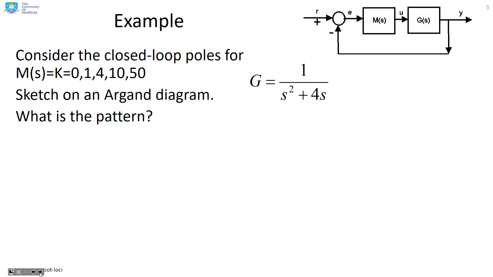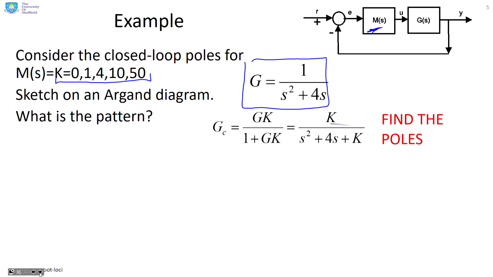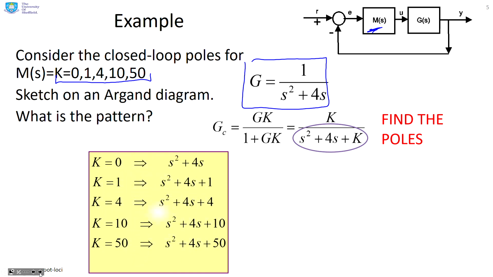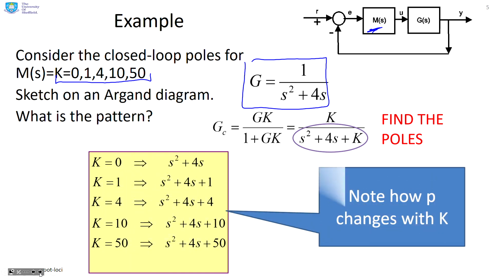So here's the example. I've got a simple system G and my compensator M is just going to be a scalar gain k. And I'm going to take a number of specific values, and what I'm going to do is just calculate the closed loop poles for a number of different values of k and then plot them on an Argand diagram. So first, what's the closed loop pole polynomial? There it is, s squared plus 4s plus k. And then you can see for different values of k, what do you notice?